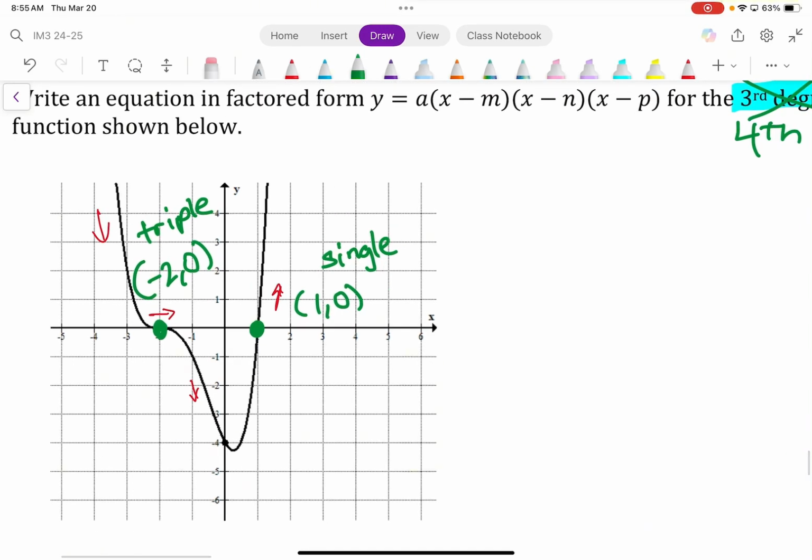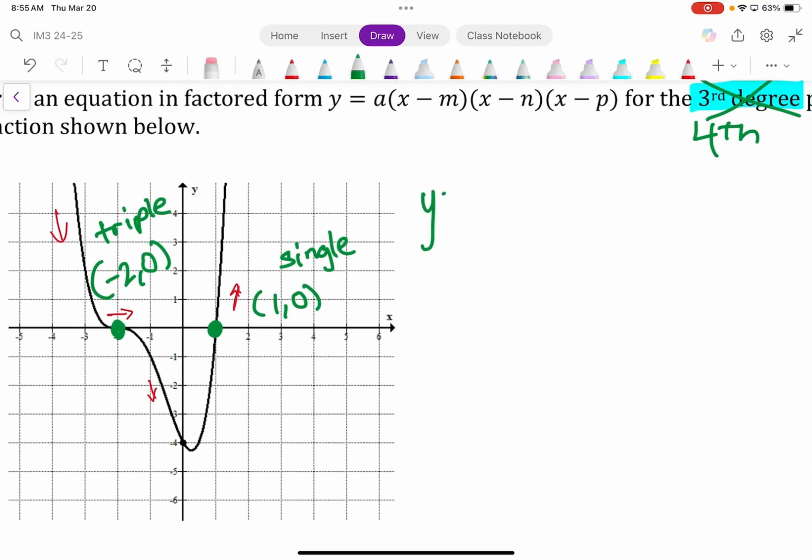So we can go ahead and write our equation. Y equals a, x minus 1. Since that's a single root, our factor will have no exponent. It'll just be x minus 1. Then we have x plus 2, and because that's a triple root, the exponent will be a 3. Okay. Great. So we have our factor set up. We just got to solve for a.